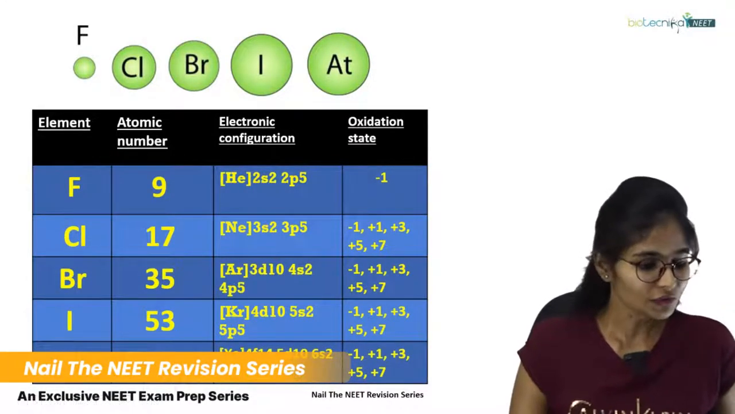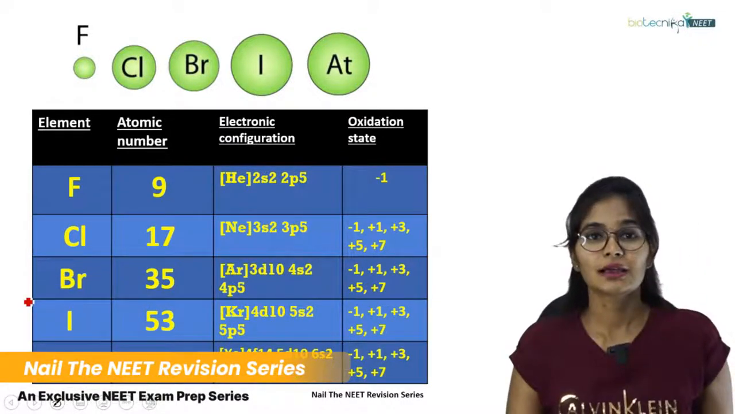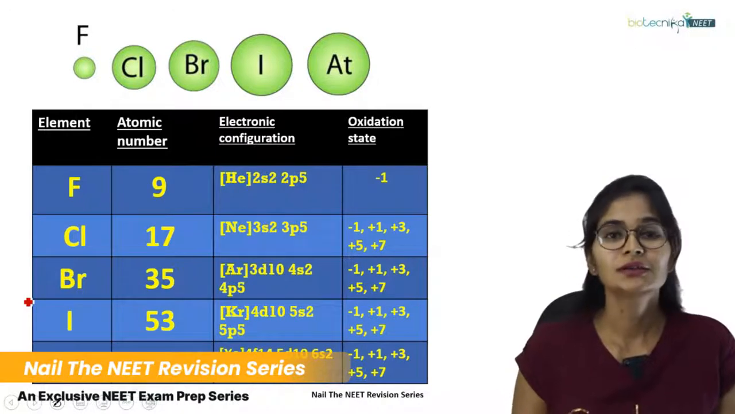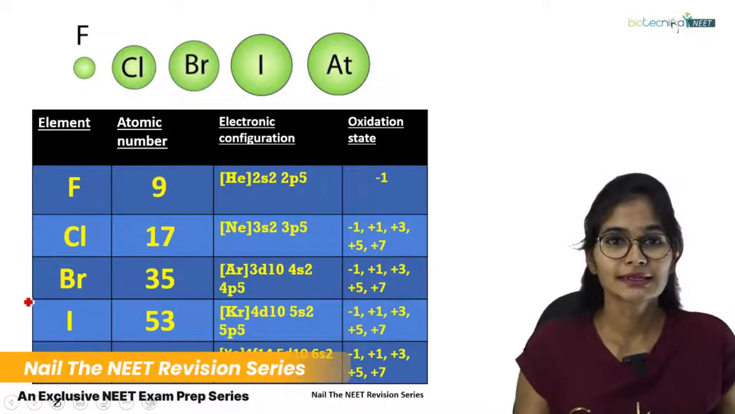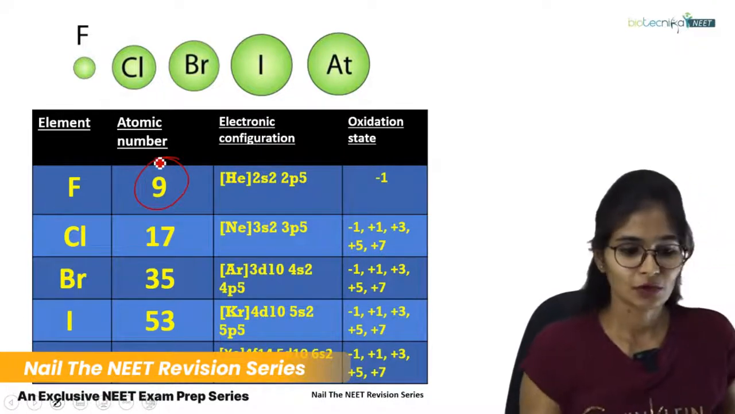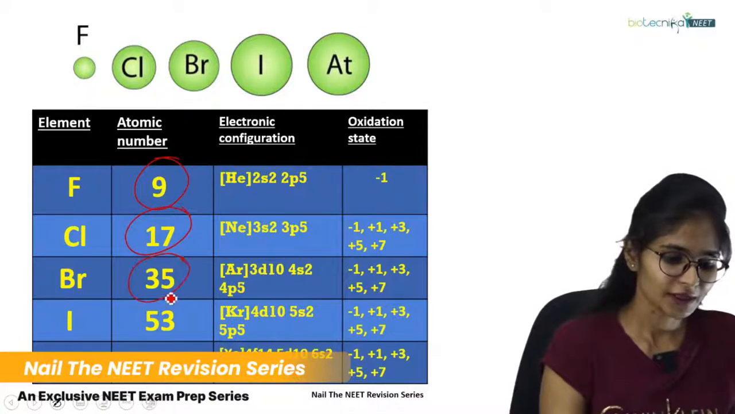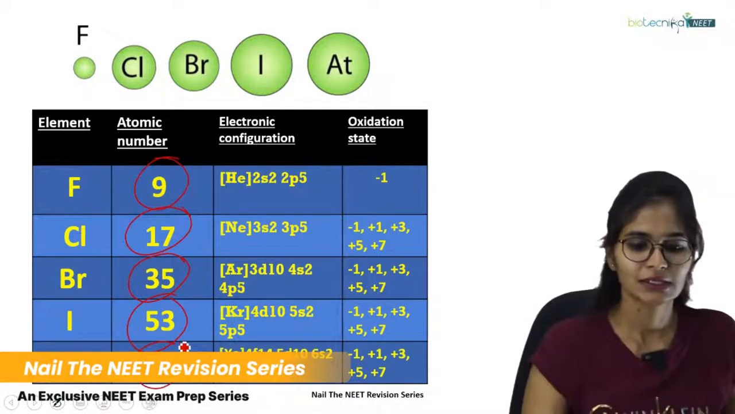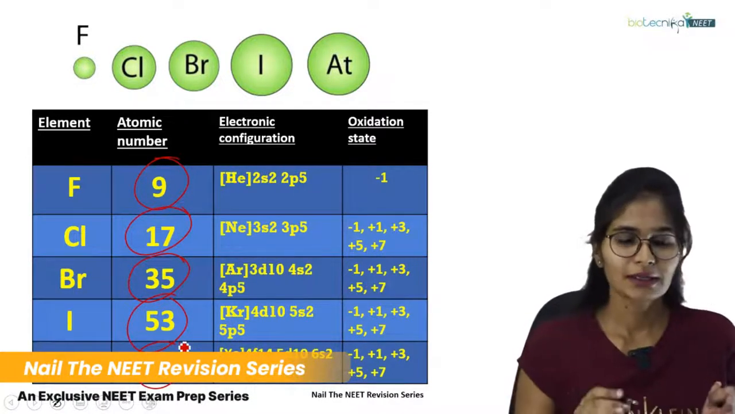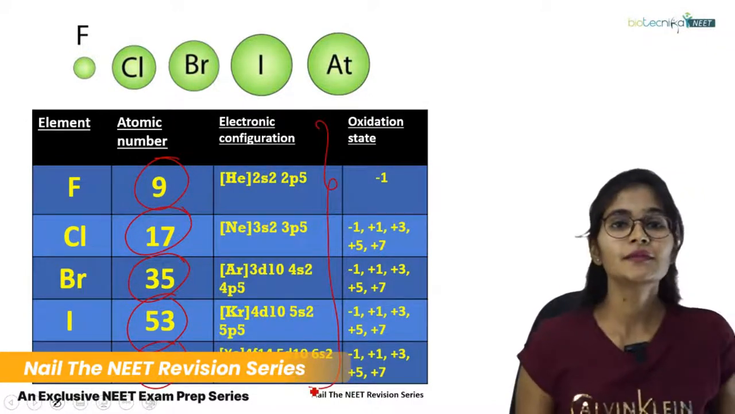Before that, you have to know the electronic configuration, oxidation states, and atomic numbers of group 17. Fluorine has atomic number 9, chlorine 17, bromine 35, iodine 53, and astatine 85. According to their atomic numbers, the electronic configurations are clearly mentioned in the table.